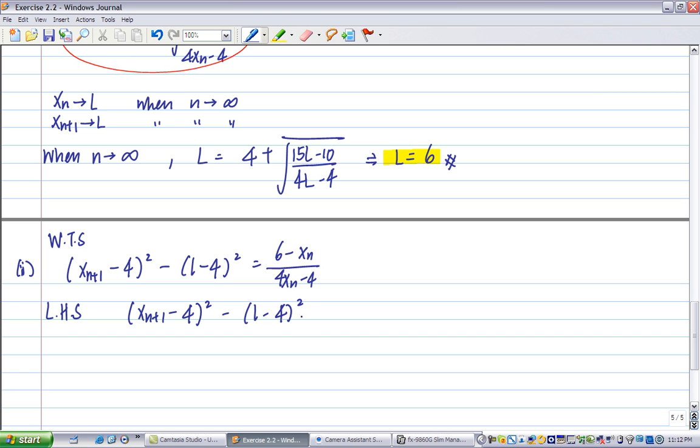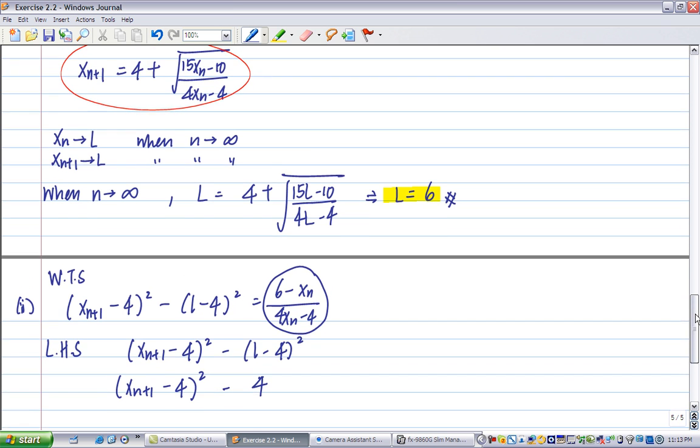Since L is equal to 6, I can substitute inside this equation and I get minus 4. What is the value of xn? Do we have the value of xn? Now look at the expression that I want to show on the right side. The expression I want to show on the right side is purely in the form of xn. So I need to substitute xn plus 1 in terms of xn.